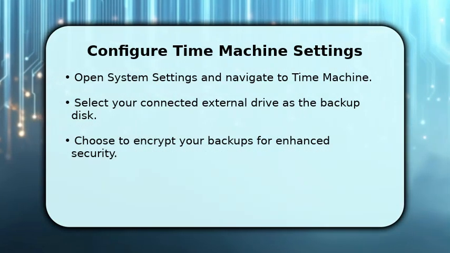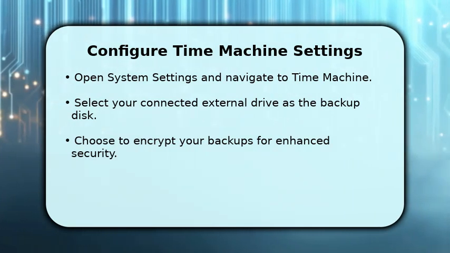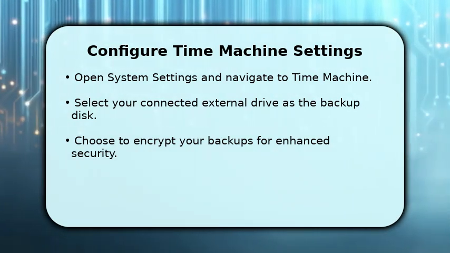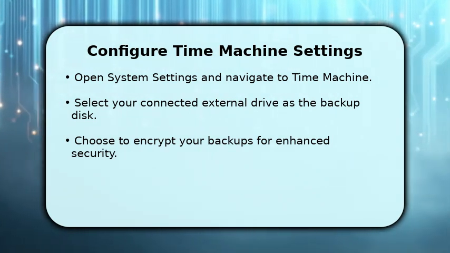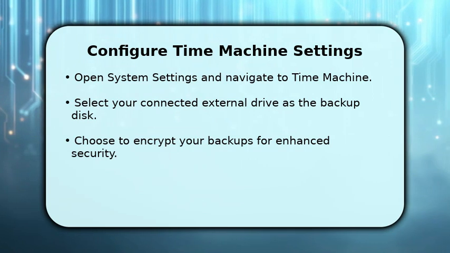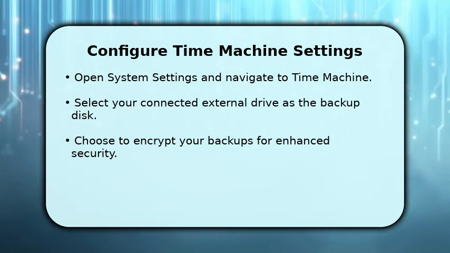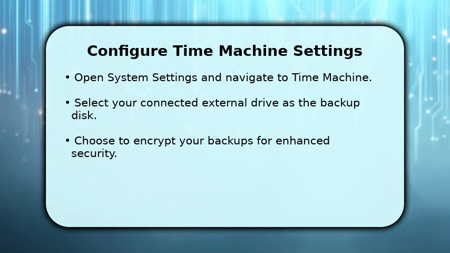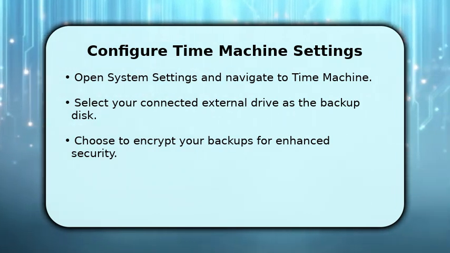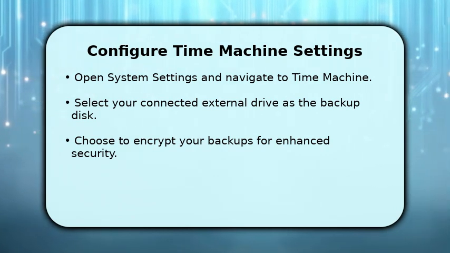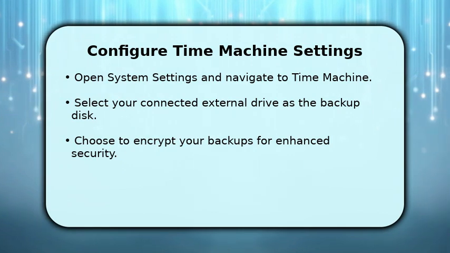Next, open System Settings on your MacBook and locate the Time Machine option. Here, you'll click Add Backup Disk and select the external drive you just connected. It's highly recommended to check the Encrypt Backups box for added security, protecting your data from unauthorized access. This ensures that all your sensitive information remains private, even if your backup drive falls into the wrong hands.